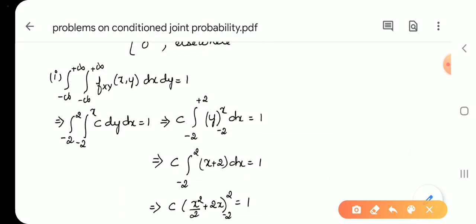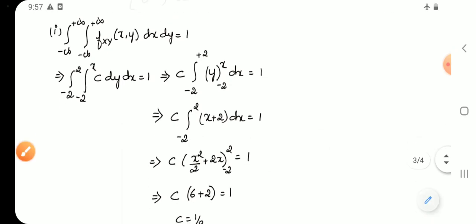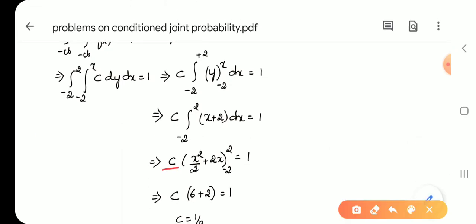Minus 2 to plus 2, these are the limits for x, and for the innermost integral, the limits of y. When you first integrate with respect to y, you get integral minus 2 to plus 2 of c times (x plus 2) dx, and the right hand side is equal to 1. Keep c outside since it is a constant. When you integrate x, you get x square by 2, plus 2 becomes 2x. Apply the limit minus 2 to plus 2. You get c into 6 plus 2 is equal to 1.